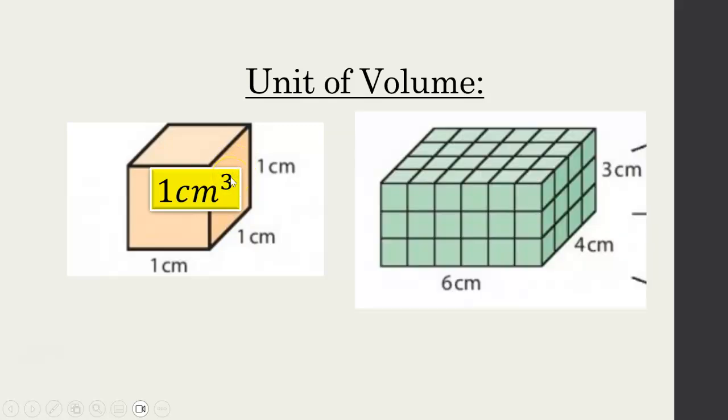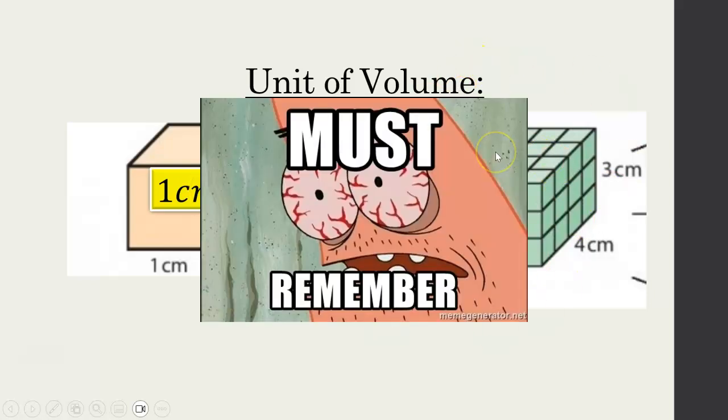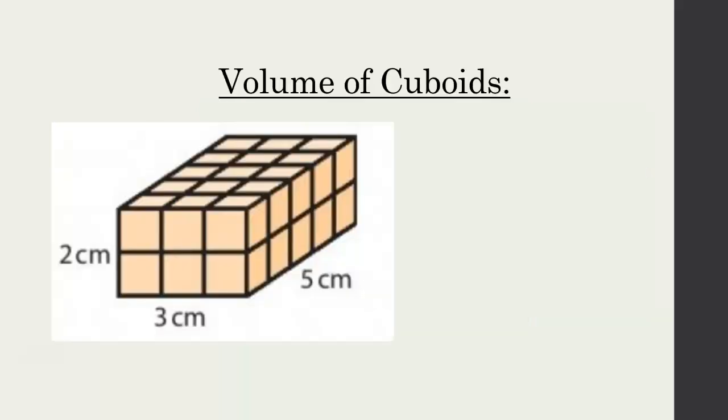So let's say we had a bigger shape like this. What we're actually doing is just counting how many of these cubes are in the whole shape. So this is what we're actually counting. We divide it up into all these cubes, and then we say, okay, how many cubes are in the whole thing? So this is really important. Just like the squares from area, you need to understand why it's cubed and what we're actually counting when we're looking for the volume of a shape. So, volume of cuboids then.